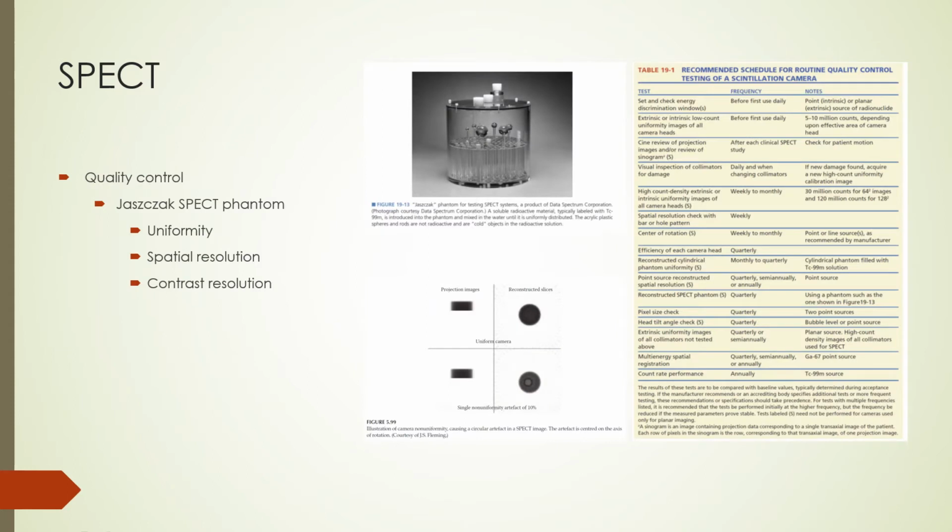There are SPECT quality control phantoms that can be imaged periodically to evaluate system performance. The Jaszczak phantom is commonly used for performance evaluation. It is filled with a clinically used activity of technetium-99m, imaged and processed with a clinical whole body protocol. Image quality is evaluated for uniformity, spatial resolution, and contrast. This table shows a suggested schedule for SPECT QC.